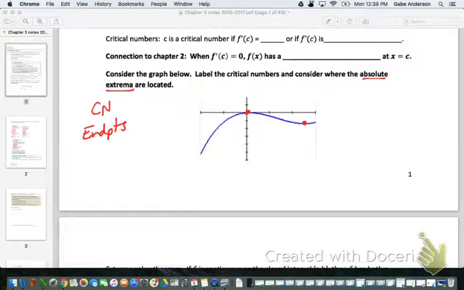All right, so we've got two critical numbers there and there. I'm going to go ahead and label the endpoints with green, right here, and the other endpoint would be over here.